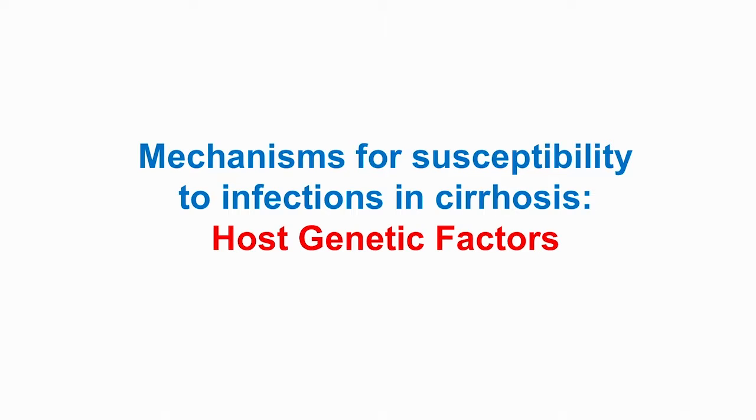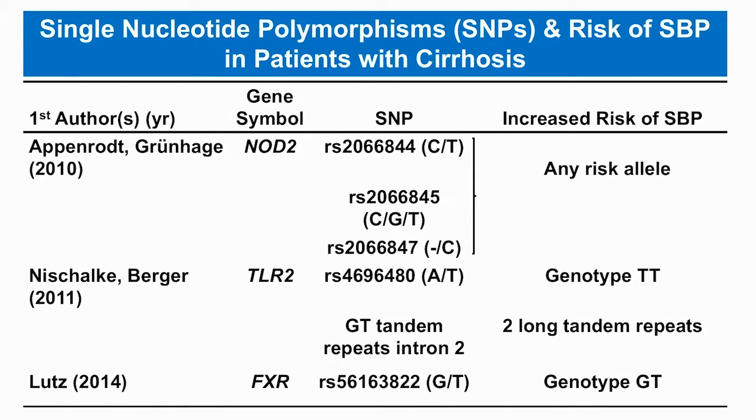Another possible mechanism for the risk of infection in cirrhosis is related to genetics. There are single nucleotide polymorphisms which have been associated with the risk of SBP. Here I show the results of some of these studies. You have the first author on the left, the gene symbol, which is the gene targeted by the SNP, the SNP ID, which is always RS and some numbers, and the outcome.